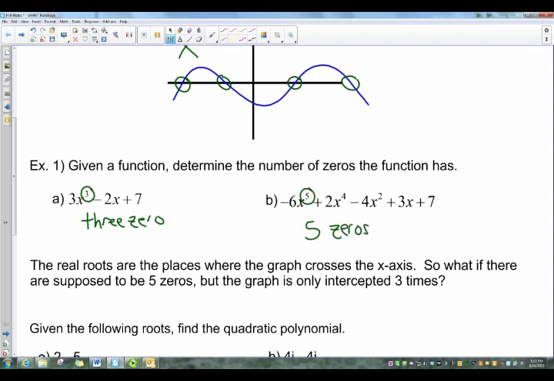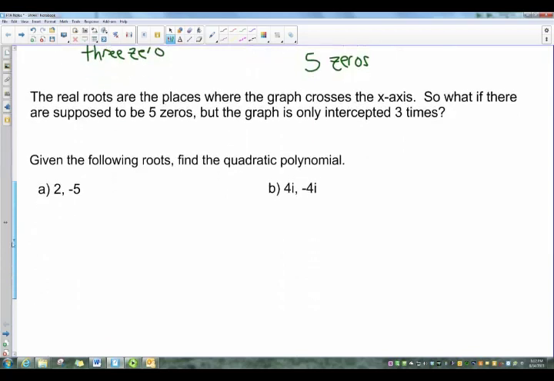All right, so the question that comes up, and hopefully this is going to make some sense. The real roots are the places where the graph crosses the x-axis, like I said before. So what if you get a problem that's supposed to cross 5 times, but the graph only crosses 3 times? Let's say I get this problem, and it's x to the 5th and whatever happens after that. But I look at the graph, and it does something like this. Notice there's only 3 places where that crosses. Well, this theorem says I have to have 5. What does that mean about the other 2?